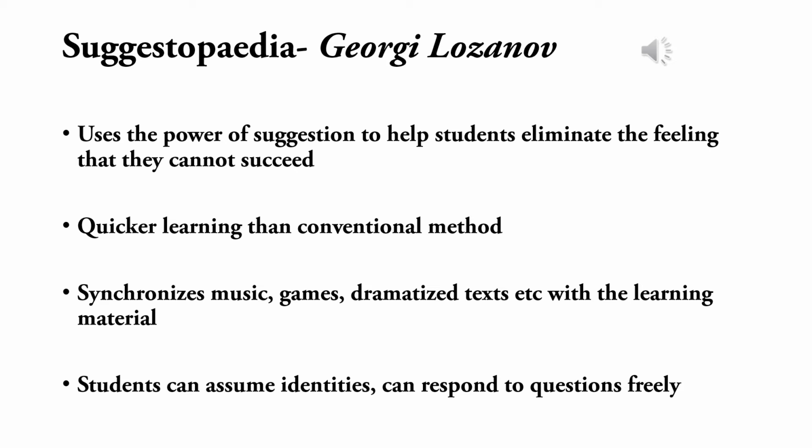For example, students can assume different roles. They can assume various identities and can respond to questions freely. For example, if you're going to teach children about the importance of preserving nature, you can ask them to imagine themselves to be in a forest. And you can ask them to assume the role of different plants, trees, or even animals. And when they are asked different questions, they can freely answer from the perspective of a plant or an animal.